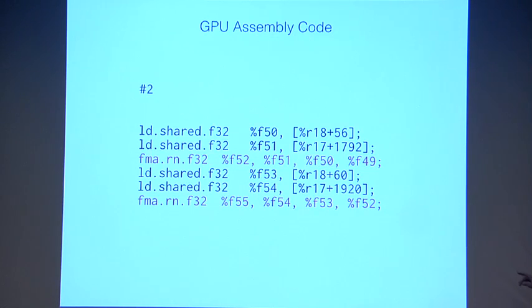It's things like, load an address. The first one there is load from shared memory a 32-bit float. The second argument is where from, and that's just an address calculation, and stored in this %F50, which is a register name.